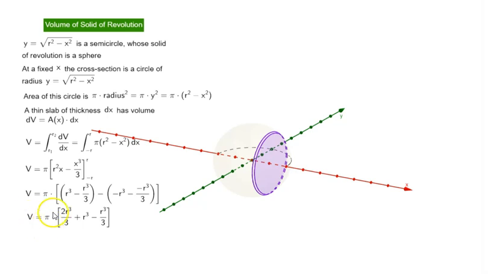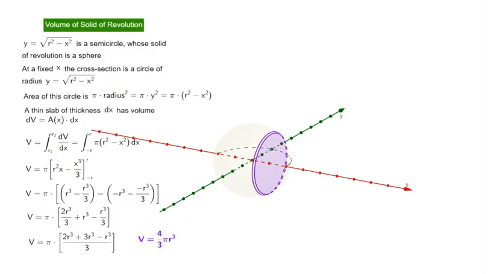Simplifying that, we get V is equal to pi times 3r cube minus r cube, that is 2r cube by 3, minus times minus plus r cube, minus times minus times minus, that is minus r cube by 3. Combining them, we get pi times 2r cube plus 3r cube minus r cube by 3. So finally we can say V is equal to 2 plus 3, 5, minus 1, 4, so 4 by 3 pi r cube, which is the volume of the sphere.